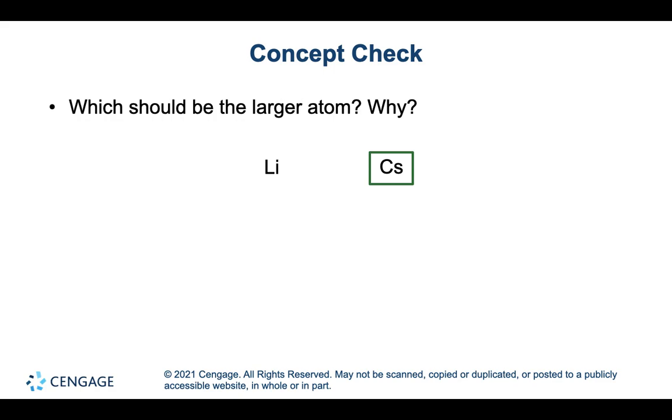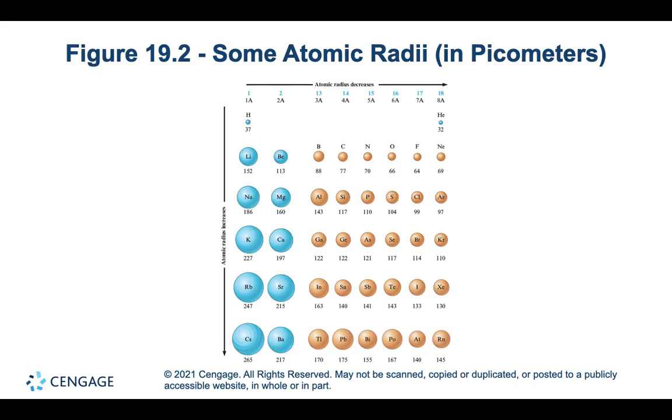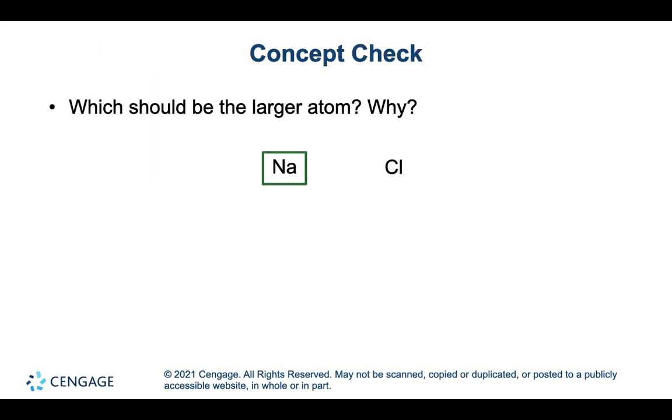Lithium or cesium? Obviously, cesium is larger than lithium, 265 versus 152. But here, our main source of difference is the number of energy levels. Lithium has 2 energy levels, cesium has 6. So 6 energy levels, with each new energy level being added generally to the outside of the atom, is going to be a larger radius than 2 for lithium.